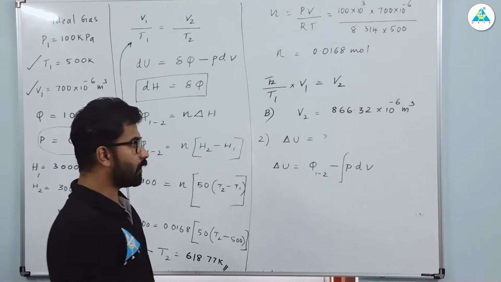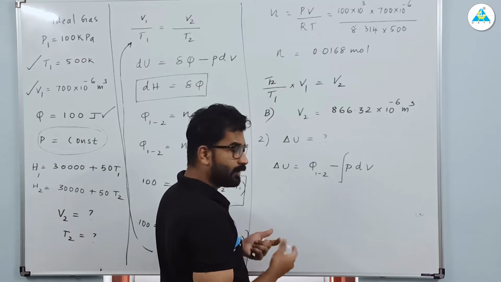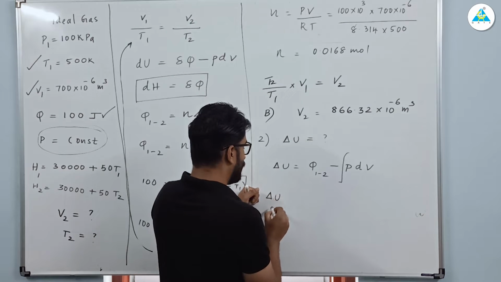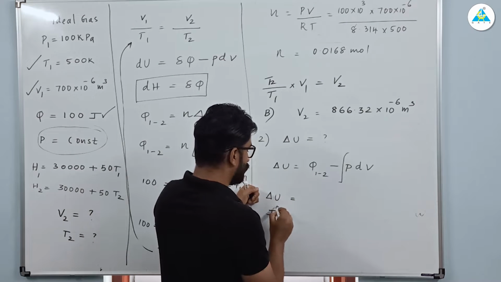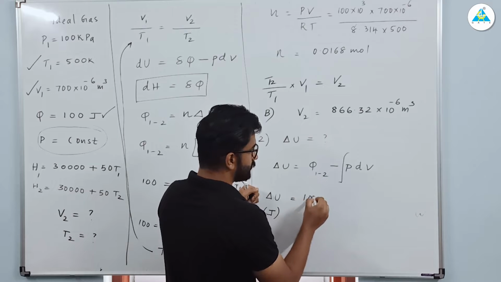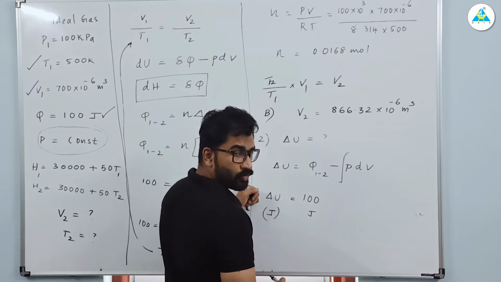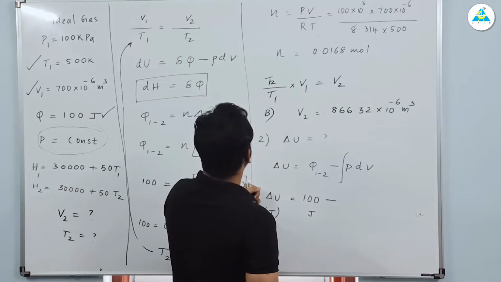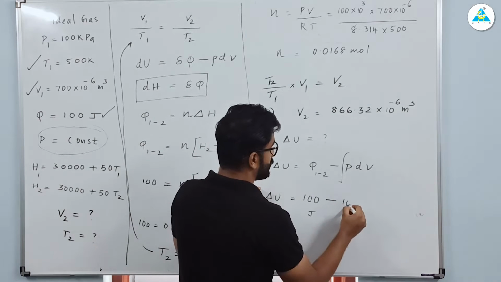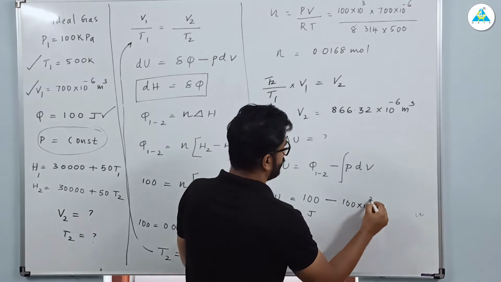ठीक है, it is a constant pressure process, तो pressure को बाहर ले लो. What will be delta U? Delta U आपको आंसर चाहिए जूल पे. Q is given as 100 joule. Pressure you are taking outside, constant pressure, so 100 into 10 power 3.